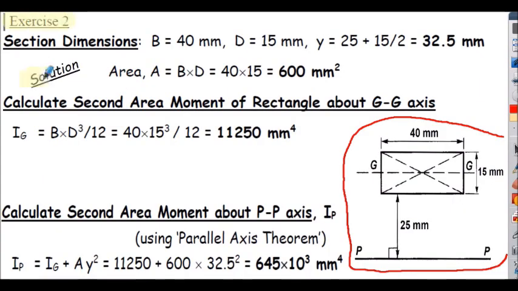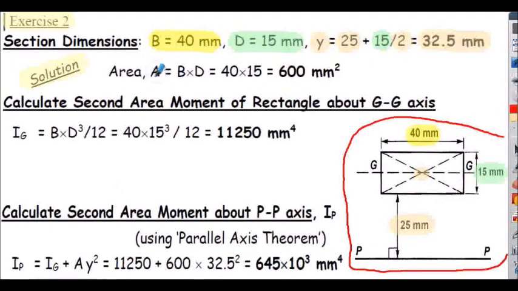Exercise 2, solution. As always, let's start the solution by extracting the information from the question. The width of the rectangle, uppercase B, is 40 millimeters, shown here. The depth of the rectangle, uppercase D, is 15 millimeters here. And we need to calculate the y dimension, the distance from the datum PP to the centroid of the rectangle, through which axis GG passes. So that will be 25 millimeters here, plus half of the depth, 15 millimeters divided by 2. So that's our dimension y, 32.5 millimeters.